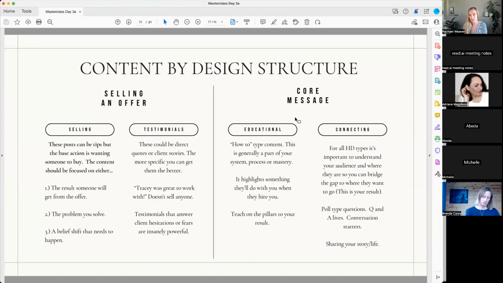Adding in testimonials, and getting specific testimonials, is really, really helpful. A testimonial that says, Tracy was great to work with, doesn't really give people a whole lot to understand about what they were dealing with. So can you get almost a case study, that they were dealing with XYZ before they came into the program, and now afterwards, this is what life looks like? Getting specific with our testimonials is really helpful to actually selling.